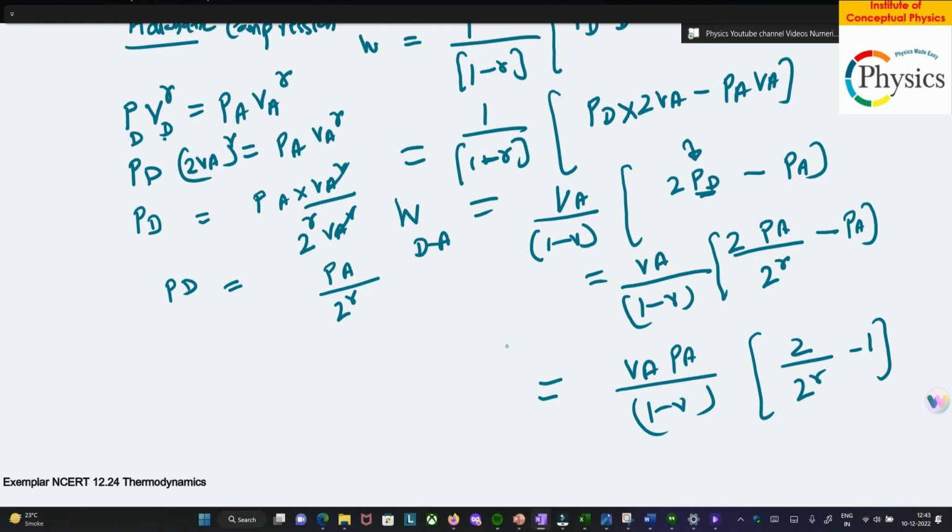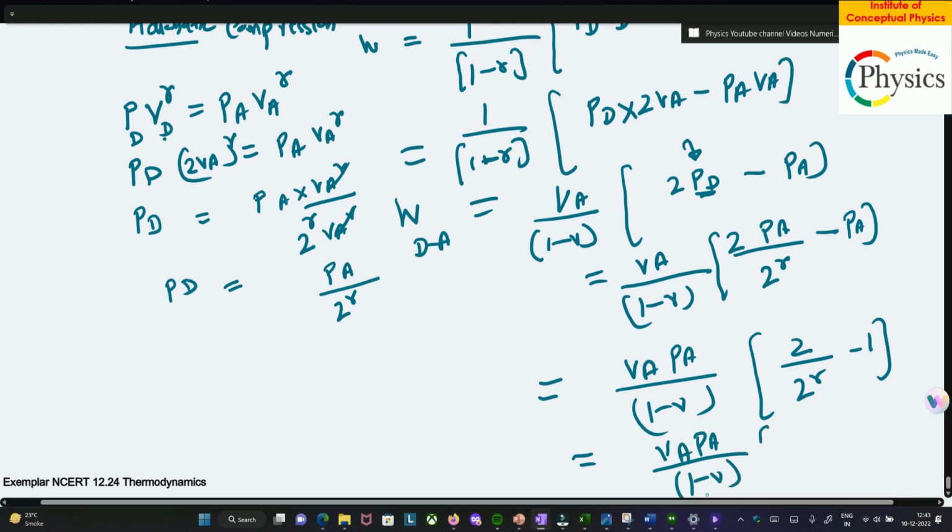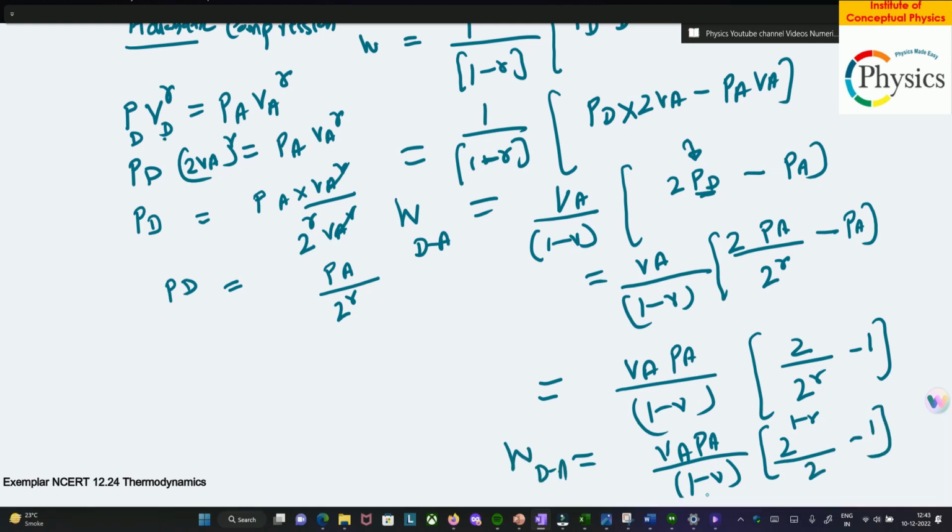So this gives you, I can simplify this further, VA PA 1 minus gamma 2 raised to power 1 minus gamma upon 2 minus 1. This is your work done from D to A, which is the adiabatic compression. Adiabatic compression, right? So you have both the works available to you.